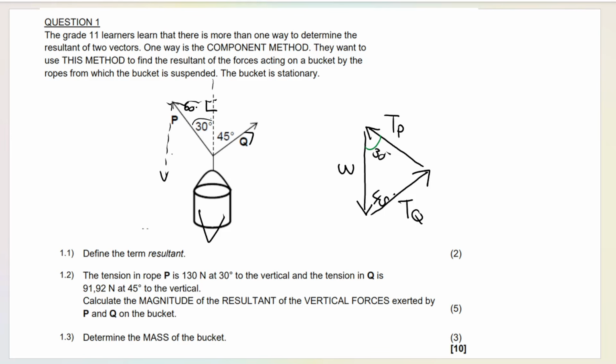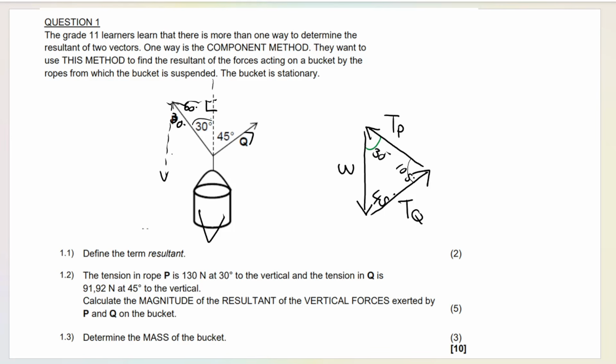If this angle is 60, this one over here must be 30, which is that angle over there. Once you've got two of your angles, you can find this third angle by using the angle sum of a triangle. 180 minus 30 minus 45, I get 105 degrees. This is not easy to do, figuring out the angles.